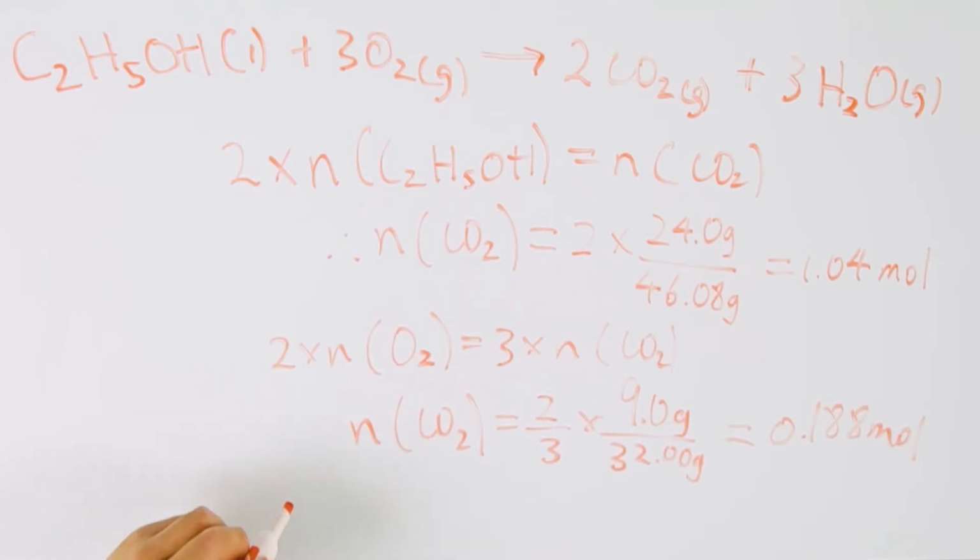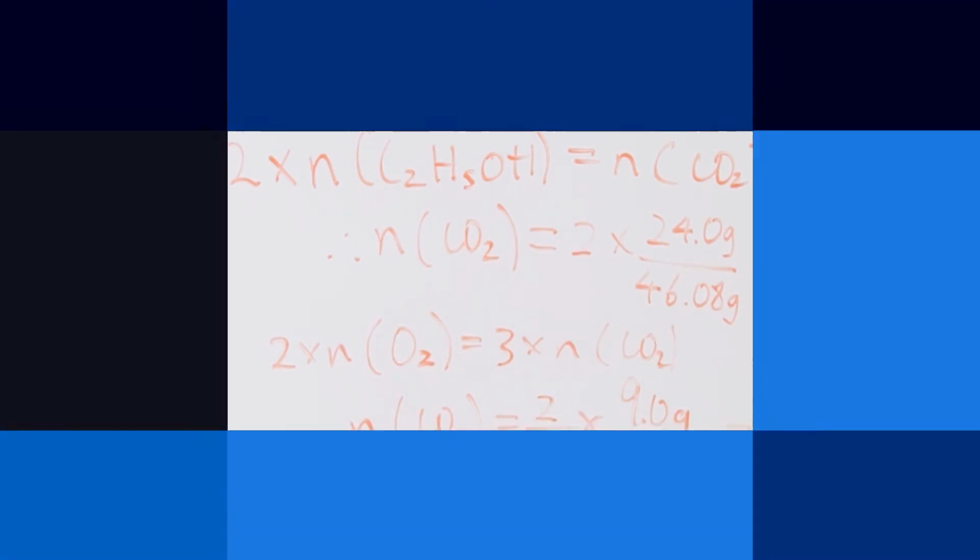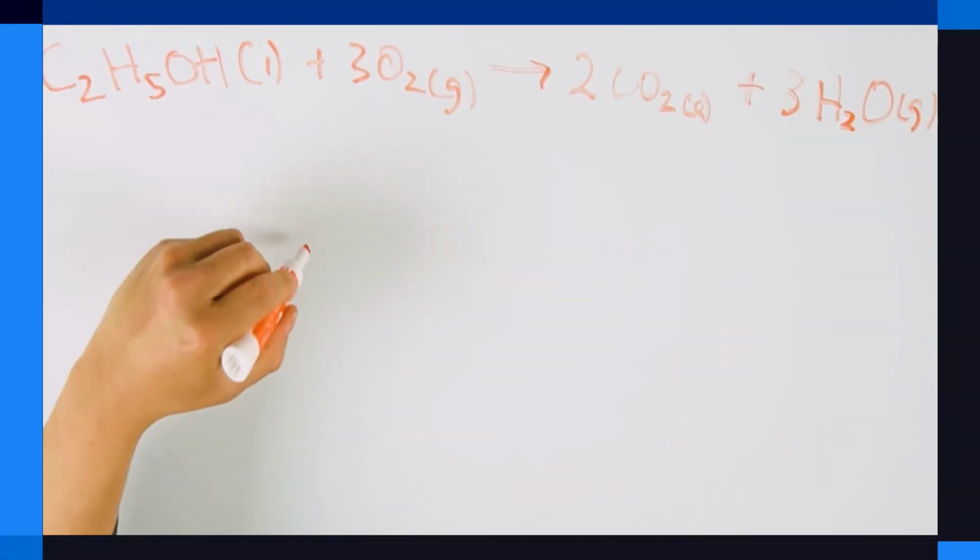Okay, so now we can actually determine the limiting reagent. So now we can see that oxygen is actually the limiting reagent in this question. So what that means is that we're going to be using the 0.188 moles of CO2 produced to find the volume of CO2 gas.